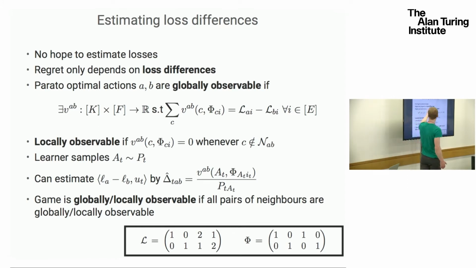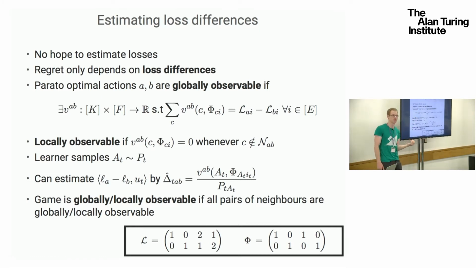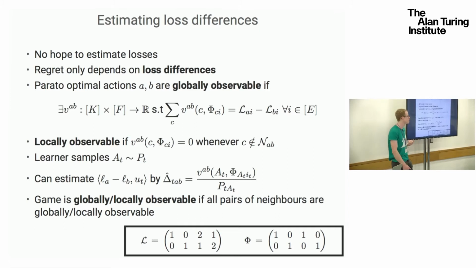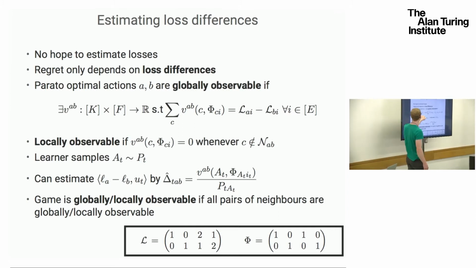Okay? So we care about estimating the loss differences between some possibly optimal actions A and B. And what we're going to say is that they're globally observable if there exists some loss estimator function that's going to let us do that. Okay, and what is that thing? It's a function from the action and the feedback that you get to some real number.